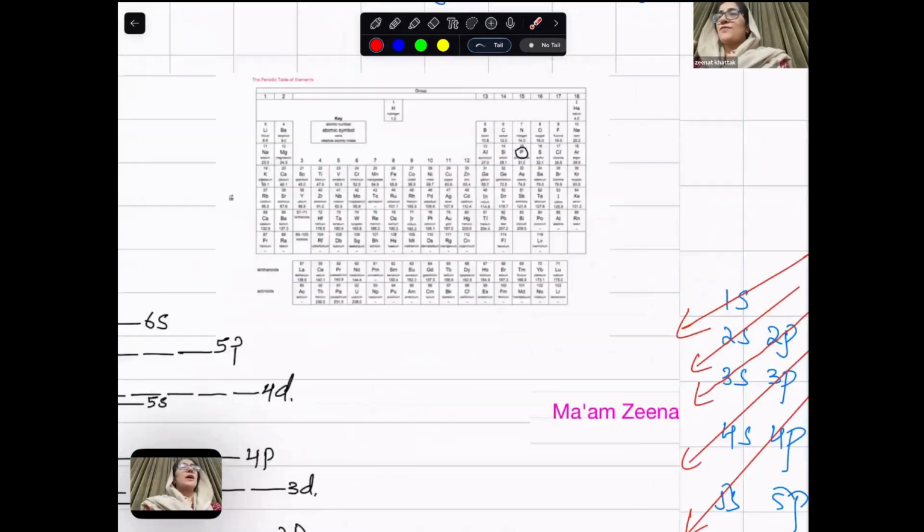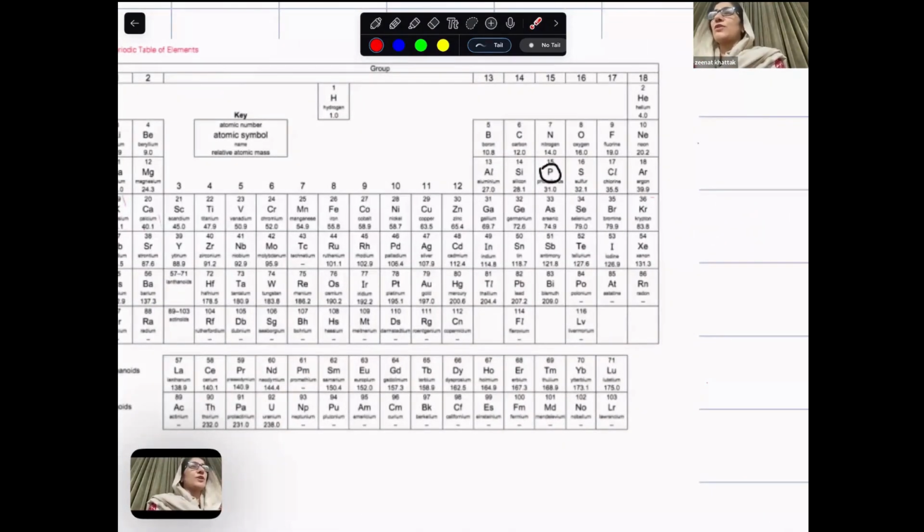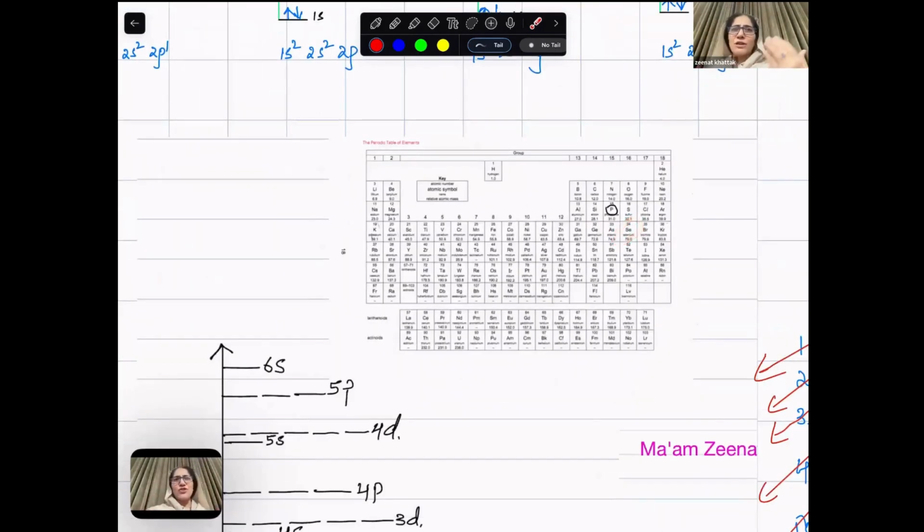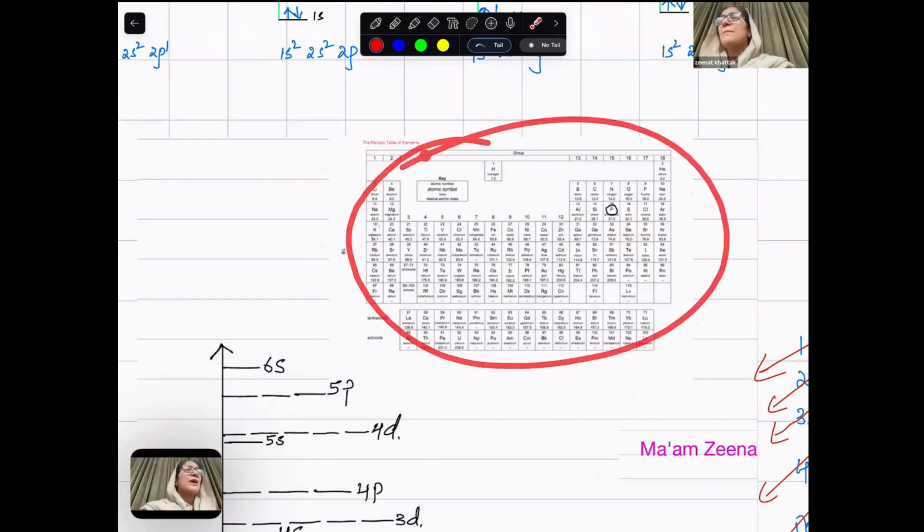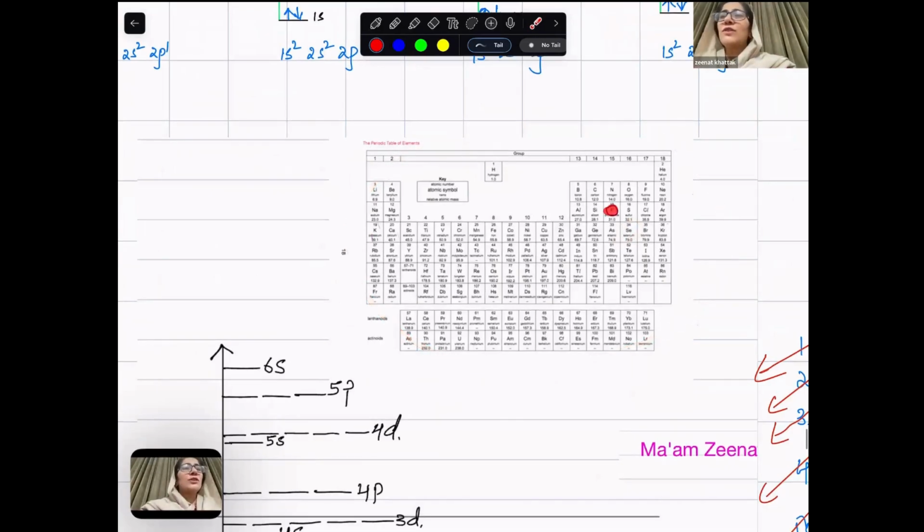Now, if I am supposed to do the configuration of this element, there's another way, but we will do this later on. Is there any shorter way to do the configuration? Yes, we can do it through the periodic table, but right now, you know the configuration of phosphorus. You can do it for this.